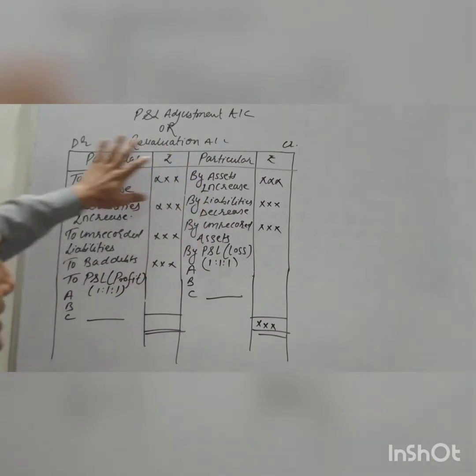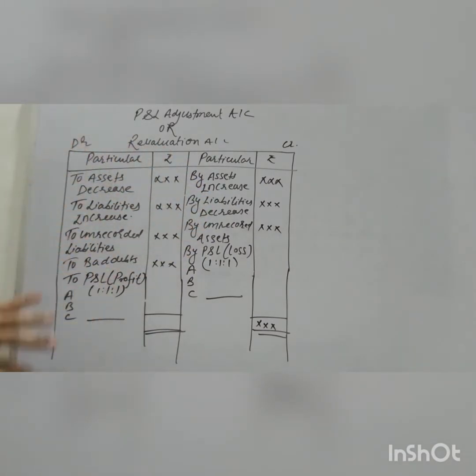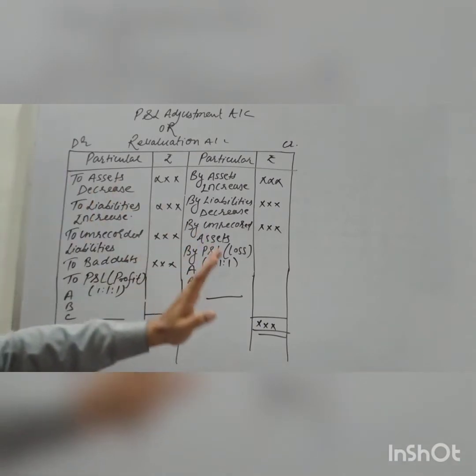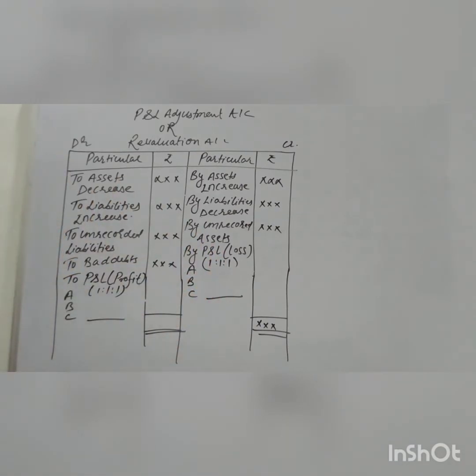Basically, this is the format. A few items are available in the format, but we'll discuss them when we do questions. But what is the procedure of the revaluation account? Firstly, pass the journal entry. After that, we'll prepare the revaluation account. Basically, this is a ledger, and all accounts are in the form of a ledger. Firstly we prepare the journal entry, after that we post into the ledger.